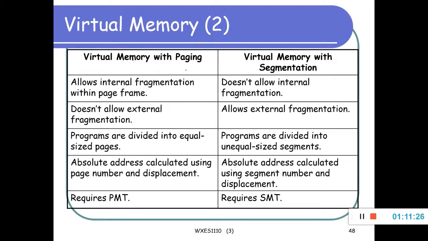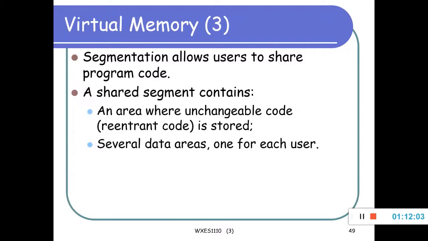This is the difference between virtual memory with paging and virtual memory with segmentation. Paging allows internal fragmentation, while segmentation doesn't allow internal fragmentation. Paging doesn't allow external fragmentation, while segmentation allows it. Programs are divided into equal size pages, and unequal size segments for segmentation. Absolute address is calculated using page number and displacement, or using segment number and displacement. So you have a page number here, but now you have a segment number. Paging requires a PMT, and segmentation requires a segment map table.